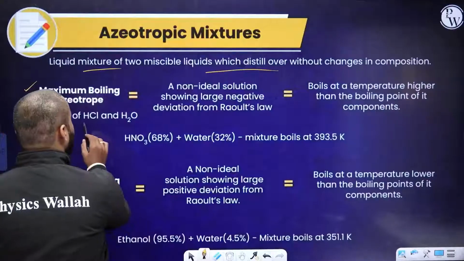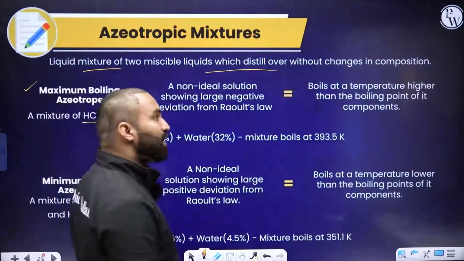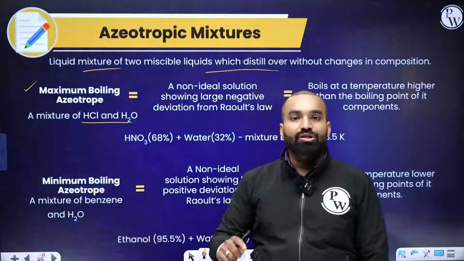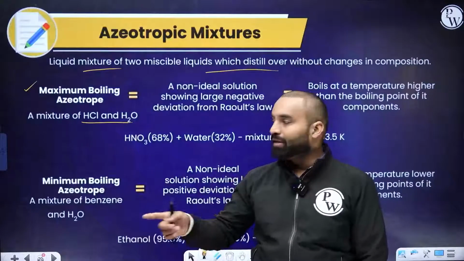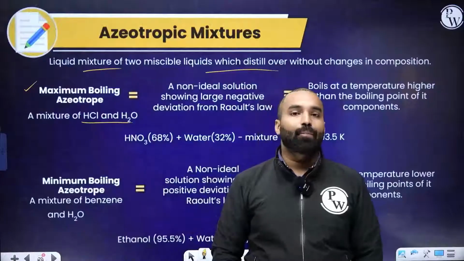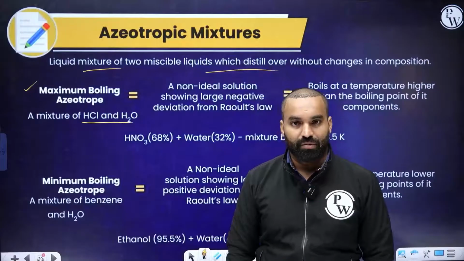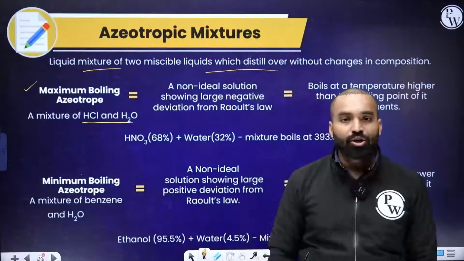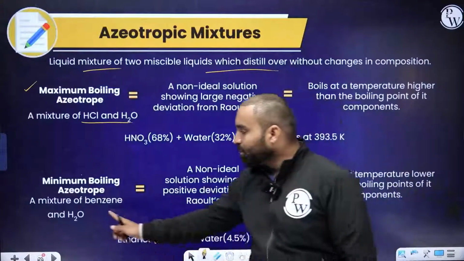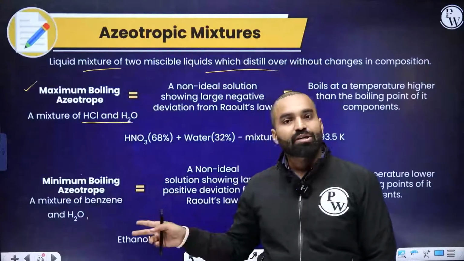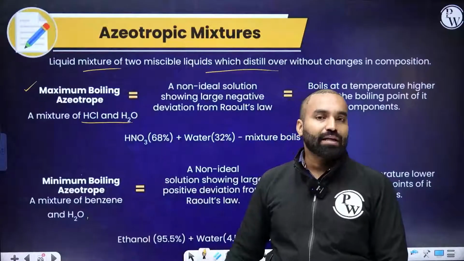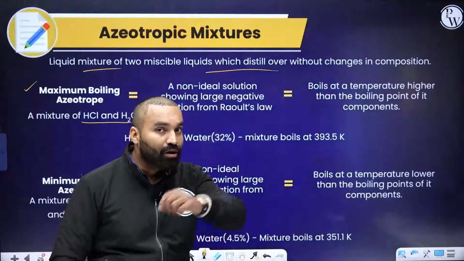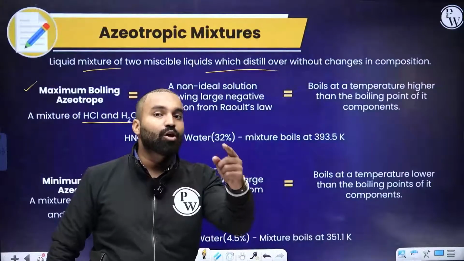There is something called maximum boiling azeotrope. A mixture of HCl and H2O forms maximum boiling azeotrope. So when you mix these two, the system will boil at a higher temperature than their individual boiling points. No matter what, it will be greater than that. And if it is minimum boiling azeotrope, then for example, a mixture of benzene and water will boil at a lesser temperature than the individual boiling points. But at that particular composition, not at the entire range.